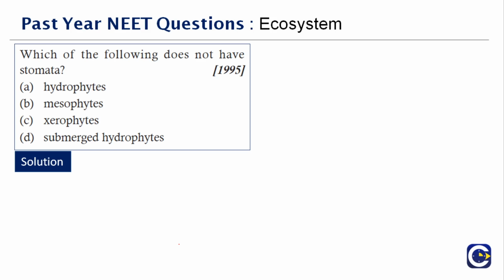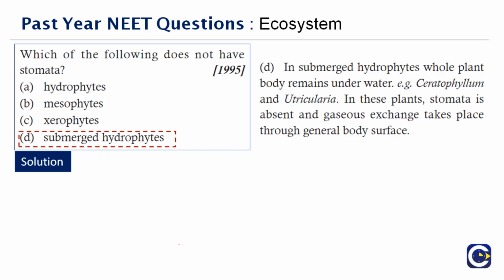But when it comes to submerged hydrophytes, they're always blessed with water. They don't require any source. They're always underwater, so they always have water. Therefore the correct answer will be option D. In these plants, stomata is absent and the gaseous exchange takes place through the body surface itself.